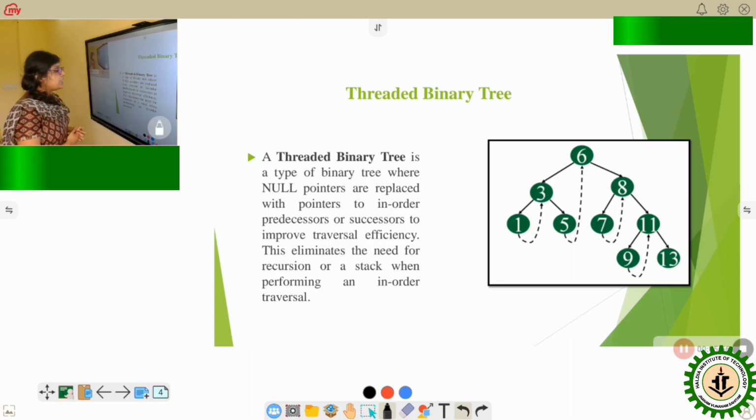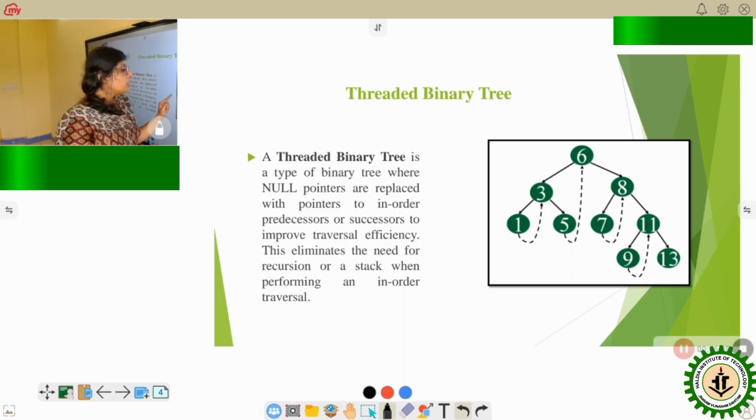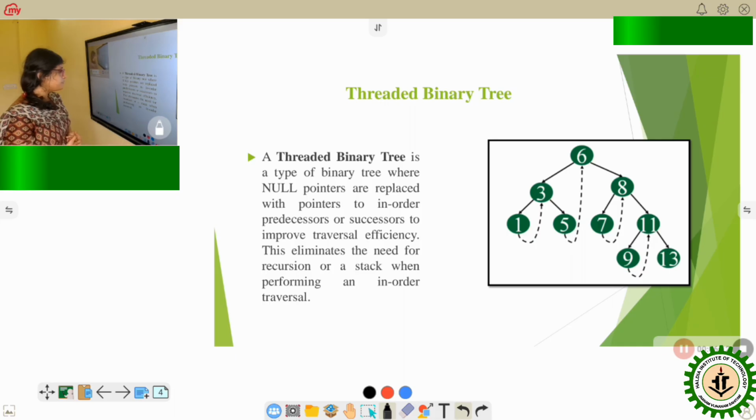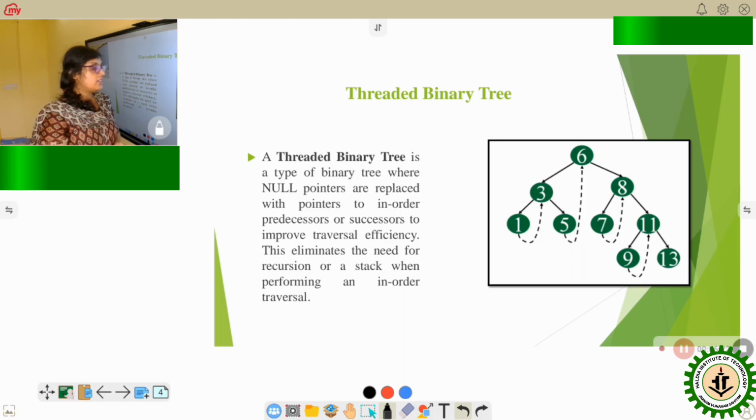This eliminates the need for recursion or a stack when performing an in-order traversal. So this threading, or this connection from the child node to the parent node, reduces the time by eliminating the need for recursion or stack when performing an in-order traversal. The traversal can become easier by connecting the leaf nodes to the predecessor nodes.